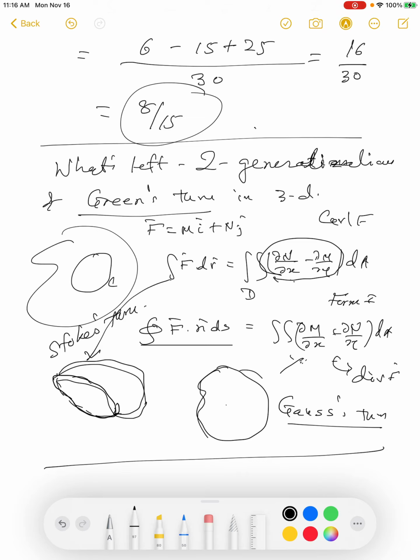So at this point I will stop recording and we'll see the next lecture. In the next lecture we'll see the main punchline of this course, which are these two important theorems.